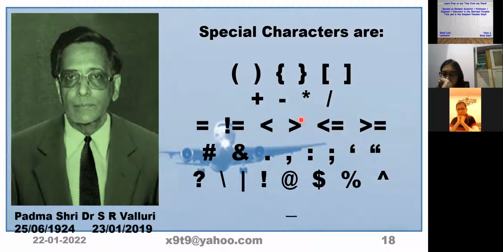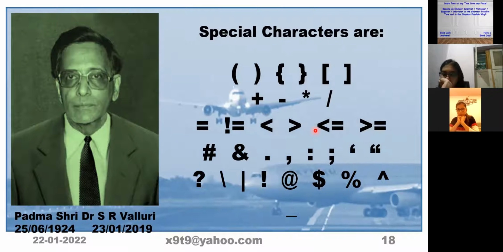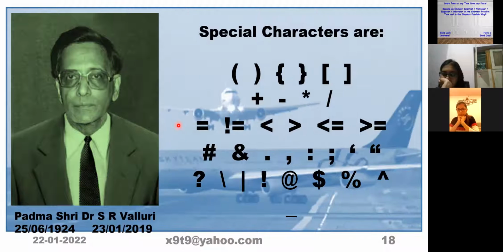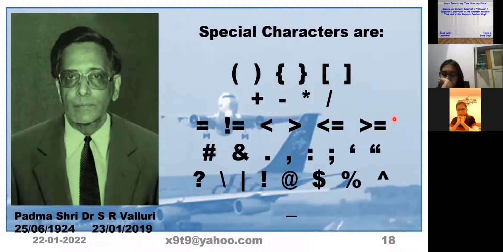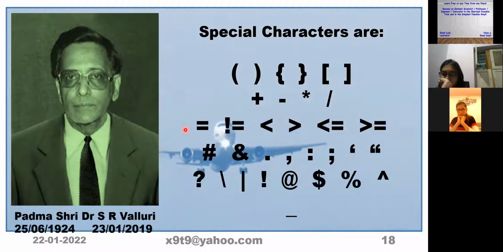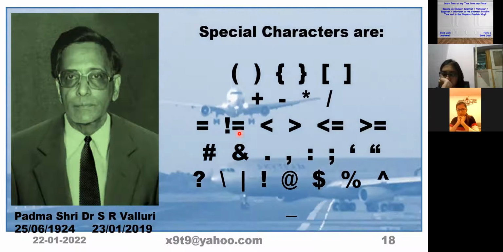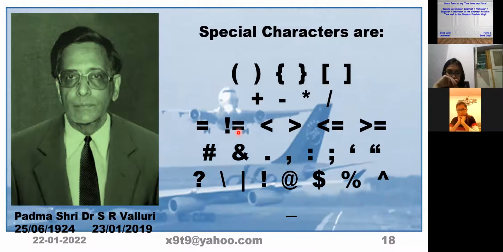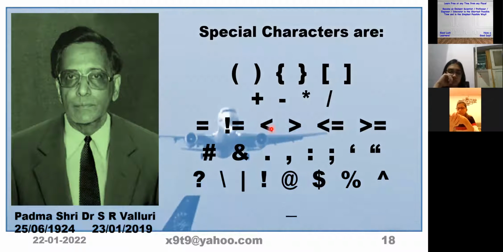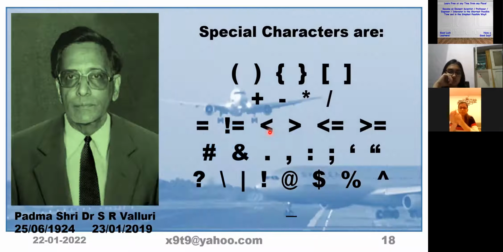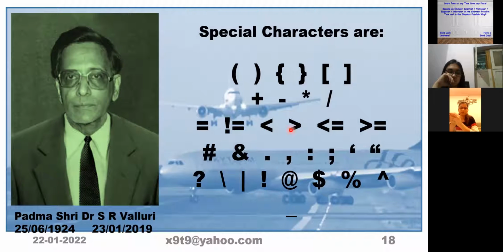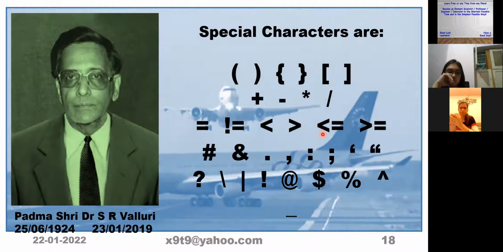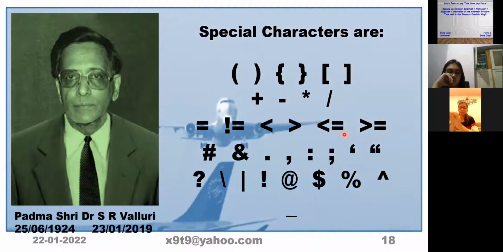So only that much is enough. I am just showing that these are the comparisons we make: equal to, not equal to. For not equal to, we use this exclamatory mark and the equal to sign, and less than, only this is used, greater than this one. Less than or equal to means we have to use both the symbols. We don't have a single symbol.